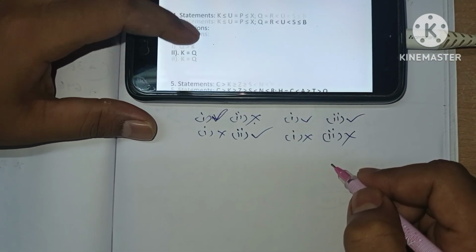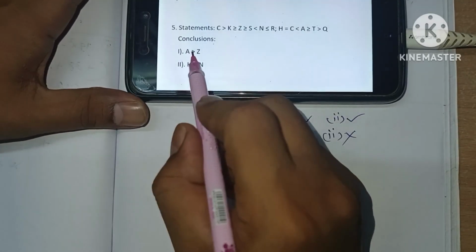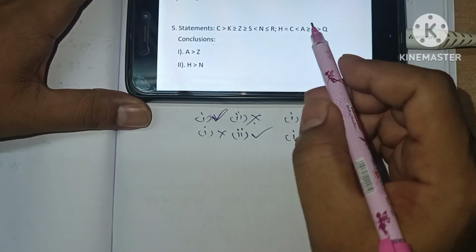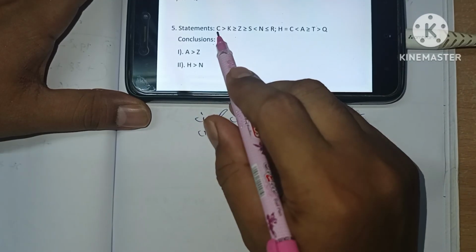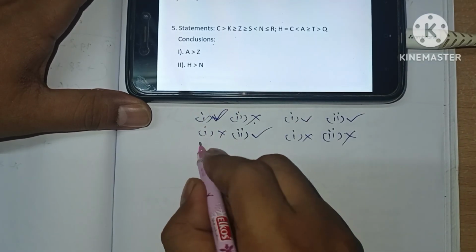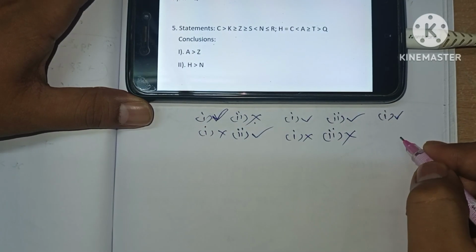Now we are going to see fifth question. The flow from A to Z. Here from A we can reach to C. From C we can reach to Z. So first conclusion will be true.